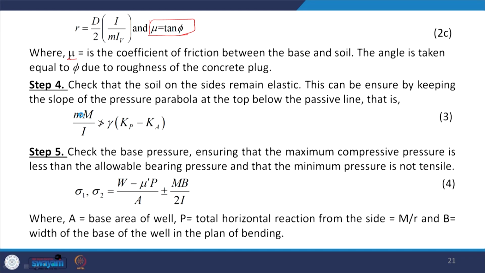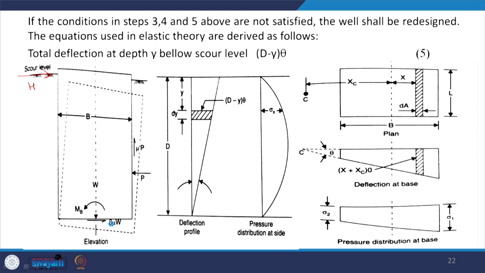A is the base area of the well, P is the total horizontal reaction from the side, that is M by r. The value of P can be calculated as M divided by r, where M is the external moment, and r is obtained using equation 2c. B is the width of the base of the well in the plane of bending. So, here P is known, mu prime is known, everything is known: M, B, 2I. So, you can calculate the value of sigma 1 and sigma 2. So, this was the case there. Whatever we have discussed is applicable.